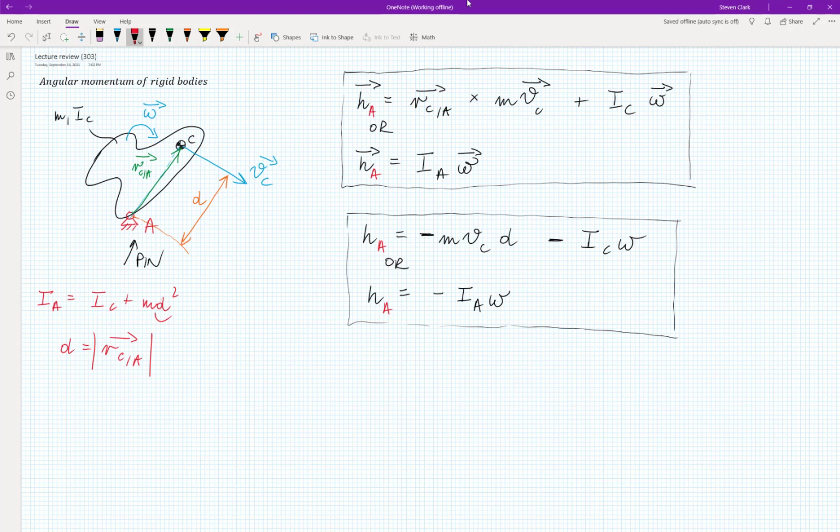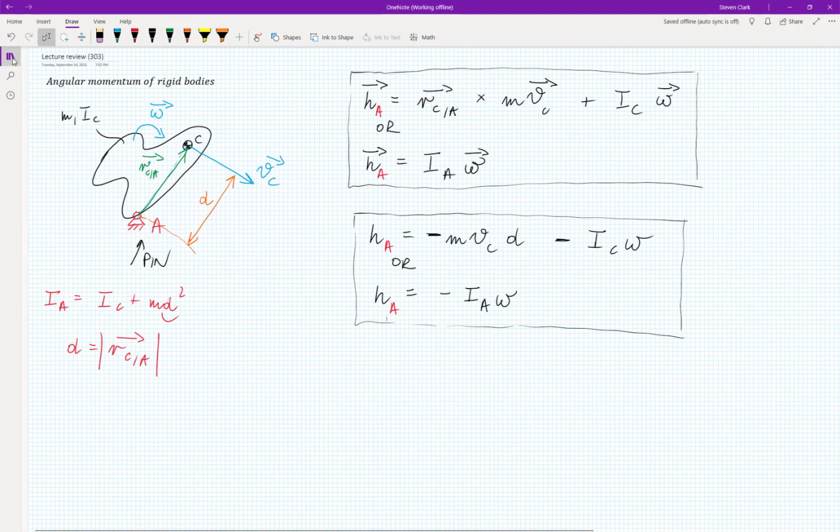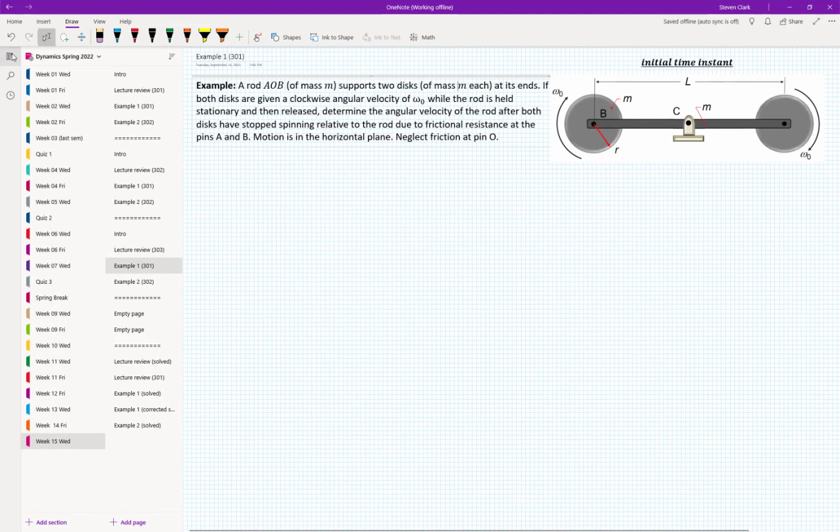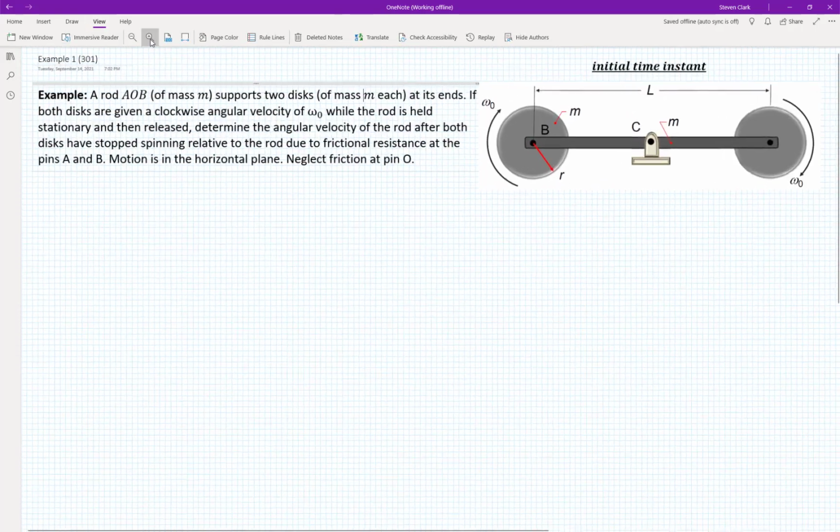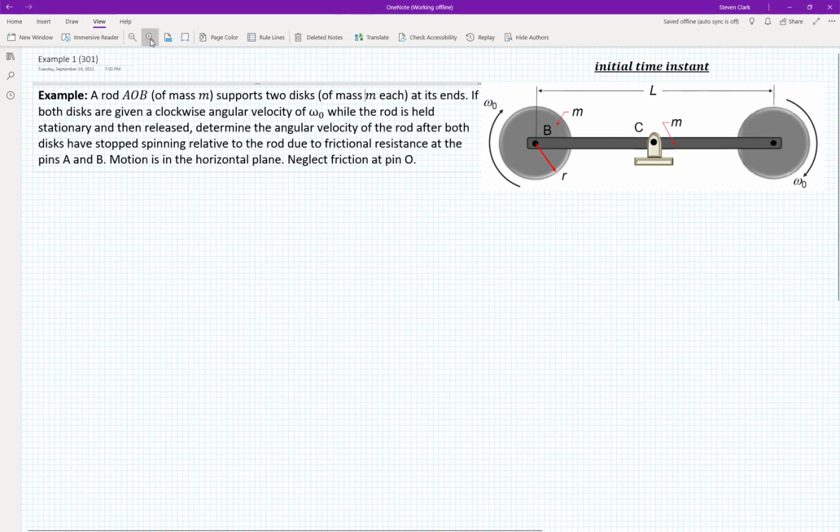Okay, and with this brief lecture review, I would like to start working on some examples unless there are questions. I don't see any, so let's see how to use these equations. Let's do example number 1. Here is example number 1. So as usual, please take a couple of seconds to read and understand the problem statement before we start our solution.